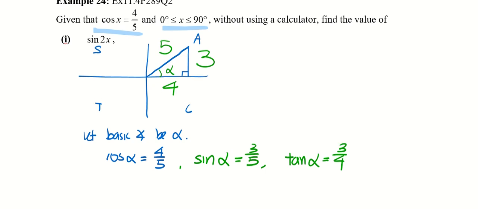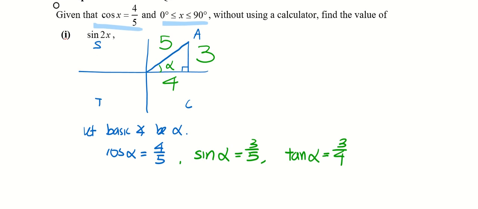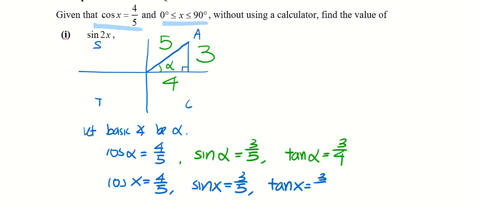Remember after this, we are able to convert it back to my x. Since x is in the first quadrant, there's no change in the sign of all of the trigo expressions. So you get cosine x is 4/5, sine x is 3/5, and tangent x is 3/4.